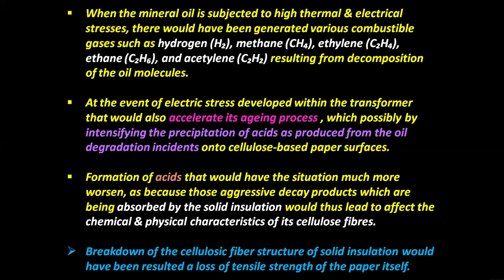The formation of acids makes the situation much worse, because those aggressive decay products absorbed by the solid insulation affect the chemical and physical characteristics of its cellulose fibers. Breakdown of the cellulose fiber structure of the solid insulation results in a loss of tensile strength of the paper itself.